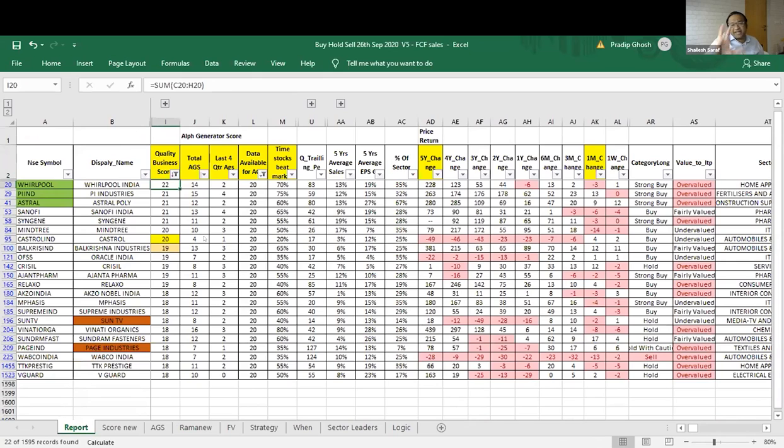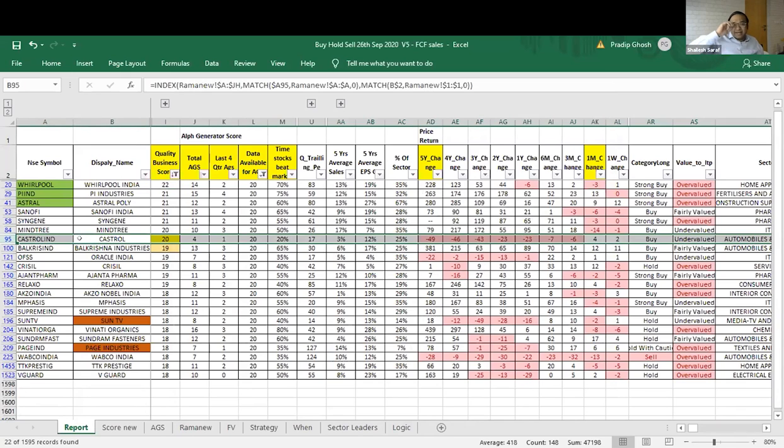Now look, there is the company Castrol. Can you see Castrol? Yes. Look, in the last 20 quarters its price has gone up only 4 times. But it's a great company. The QBS is very high, but the AGS is very low. Now, which one will you buy?